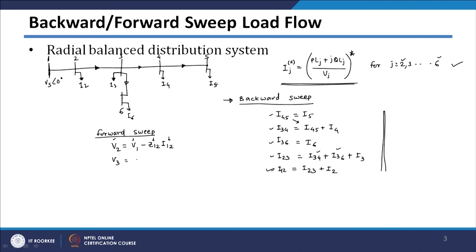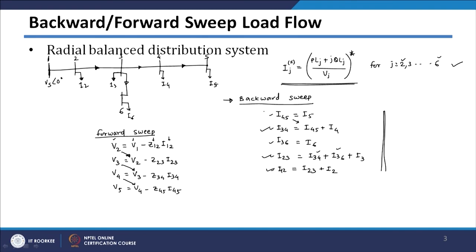Voltage V3 will be equal to voltage V2 minus Z23 into I23. I23 is calculated, and V2 was calculated before V3, so V2 is also known. Then V4 will be equal to V3 minus Z34 into I34. I34 is calculated here, and V3 we calculated in the earlier step. Similarly, V5 will be equal to V4 minus Z45 into I45, with V4 taken from here and I45 already calculated.